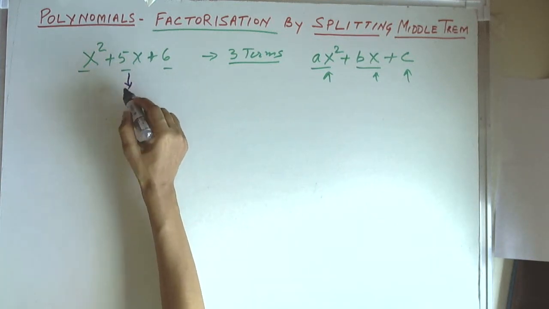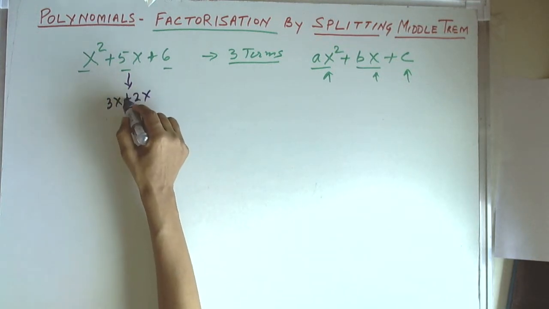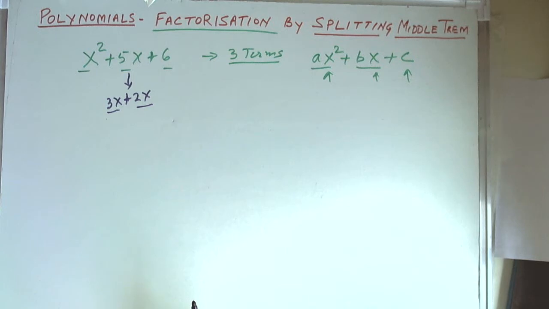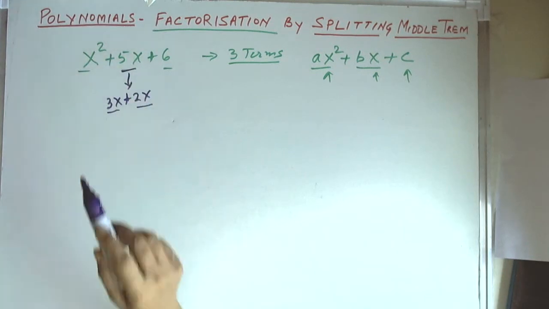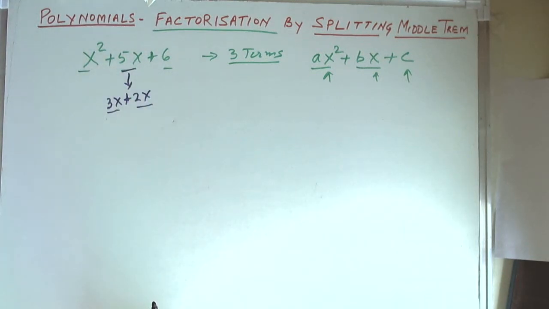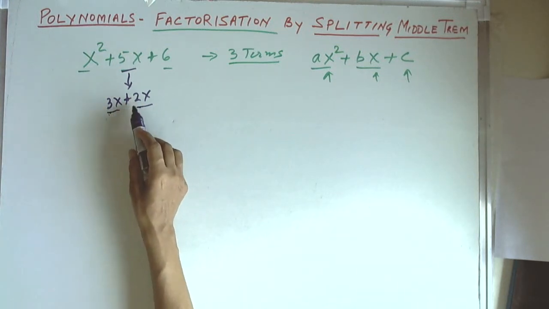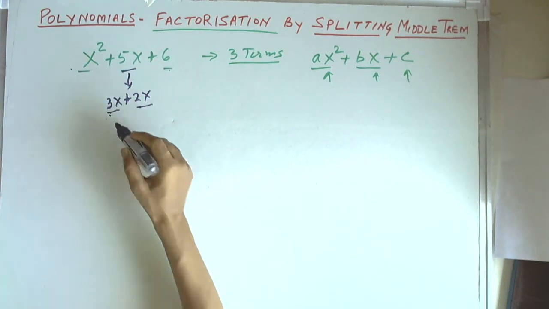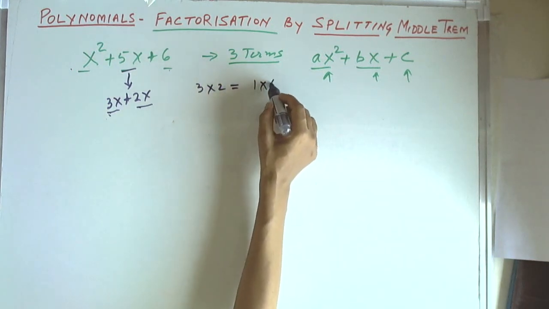In this case, we will be splitting it into 3x plus 2x. So 5x, what we are doing is 3x and 2x. How do we do that? The addition of the split terms should lead to the middle term, undoubtedly, because the value should not change. And the product of the coefficients of these two should be equal to the product of the coefficient of the constant and the square term. So that means 3 into 2 should be equal to 1 into 6.